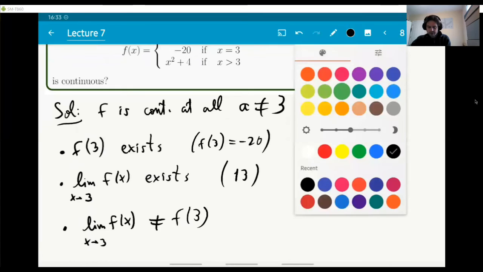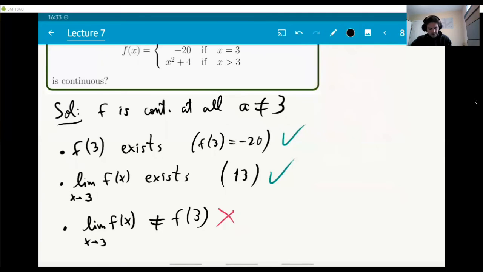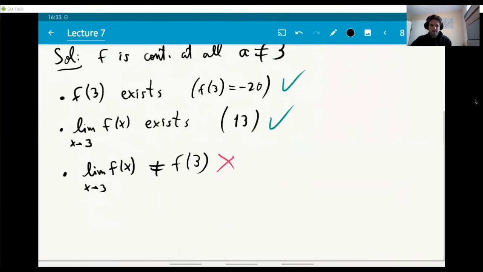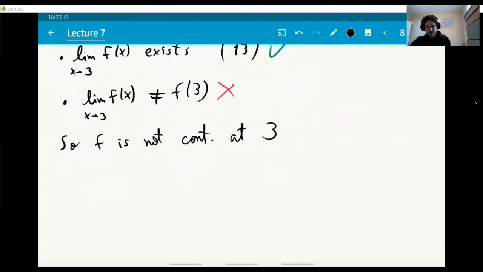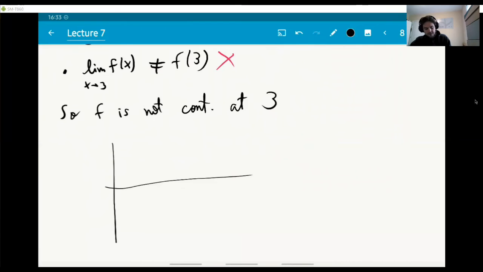So if you wanted, this is a green check mark, but this is a red X. The third condition is not good, so f is not continuous at the number 3. What does the graph look like? Something like this. At the x value of 3, you have a value of minus 20 all the way down there. So again, that's a break in the graph.